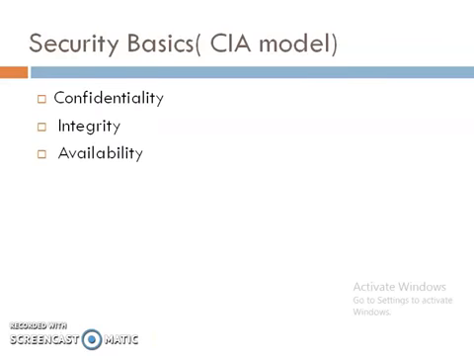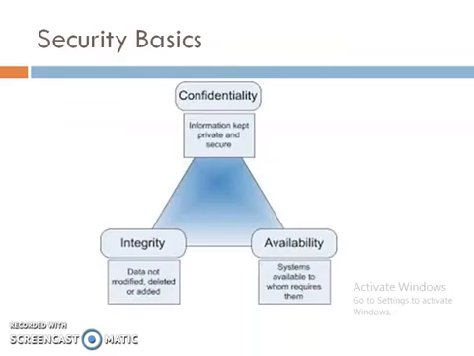One more term, the basic security CIA model, which consists of 3 terms: confidentiality, integrity, and availability. Now first, what do you mean by the confidentiality of information? Confidentiality means information is kept private and secure. Means preventing sensitive information from reaching the wrong people. That theme is referred to as confidentiality.